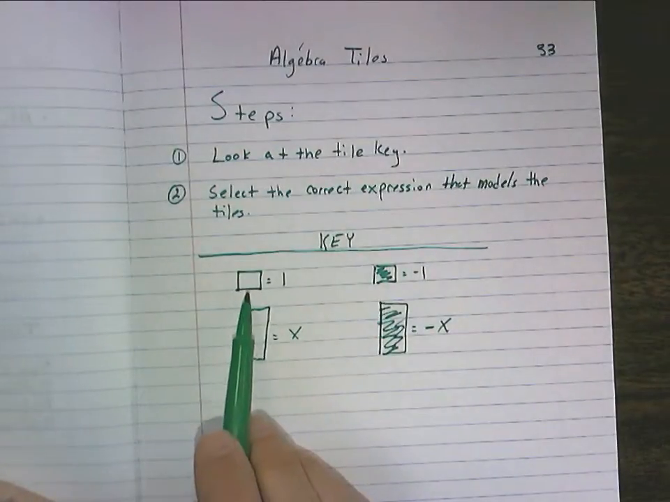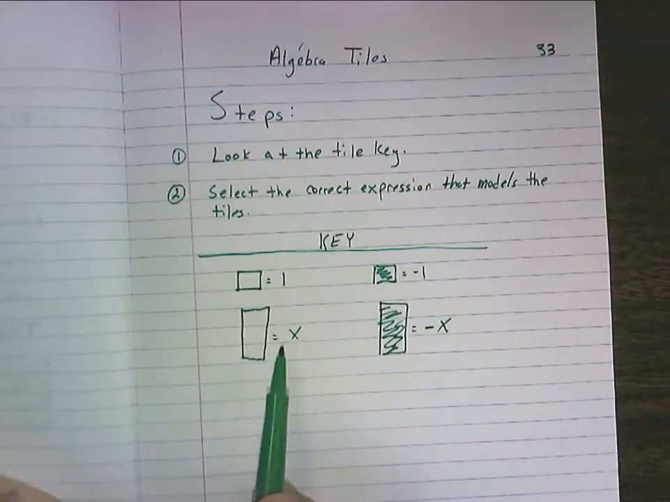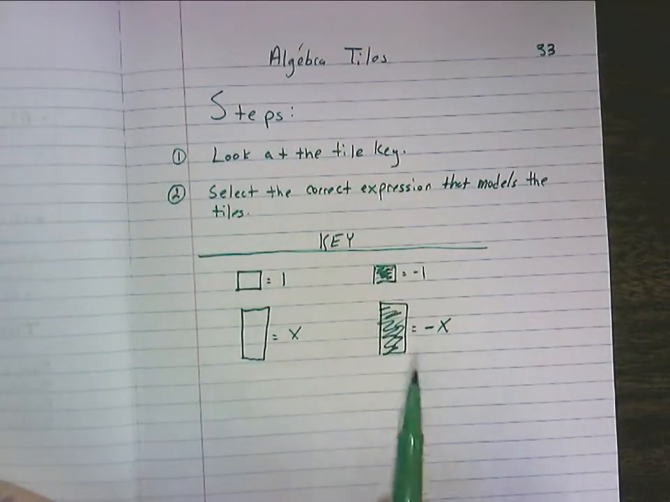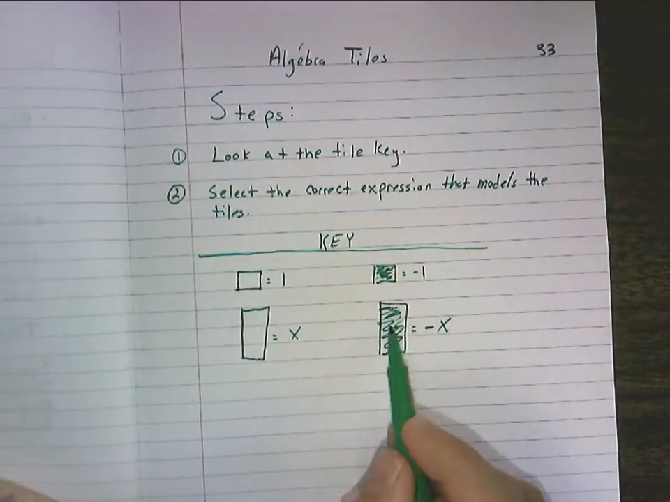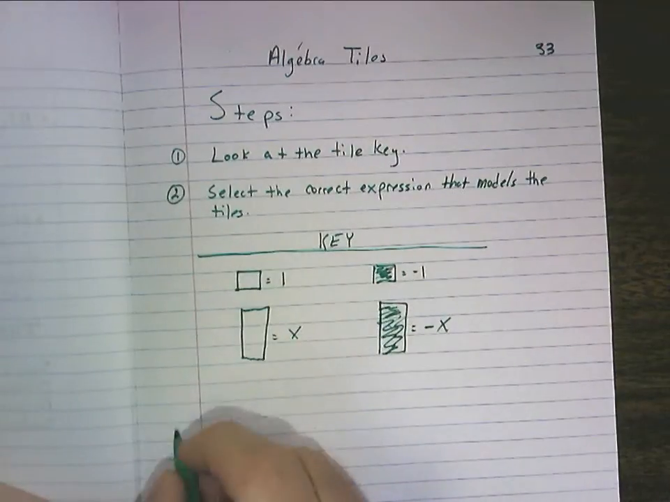If we see a square that's not filled in, that means 1. If we see a rectangle that's not filled in, that means X. If we see a square that's filled in, that means -1. And a rectangle that's filled in means -X. So this is a key that we need to know. So let's look at number 1.